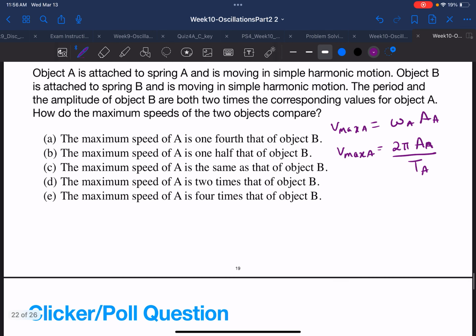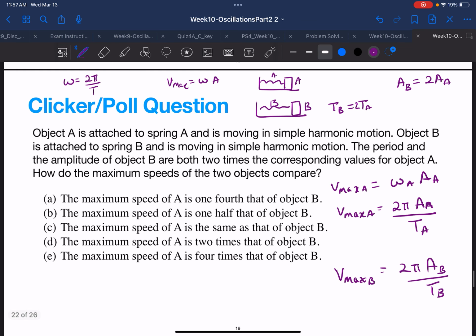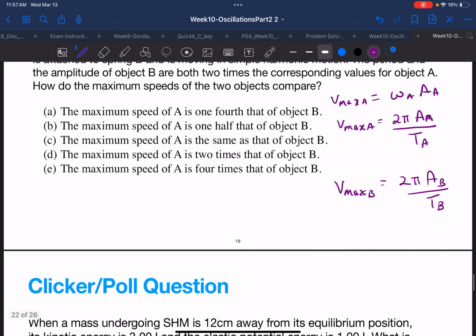And then similarly, the maximum speed for object B is going to be 2 pi times the amplitude of B divided by the period of B. What we know is that the amplitude of B is doubled from A, and the period for B is doubled from A. So v max B is 2 pi, 2 times the amplitude for A, divided by 2 times the period for A.